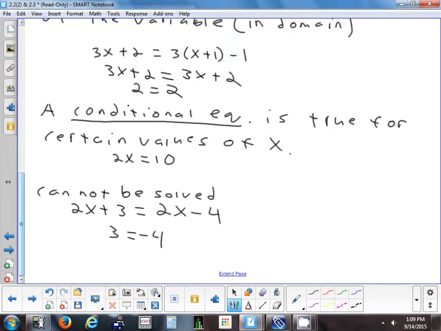Right? So there's 3 types of equations: identities, conditional equations, and ones that can't be solved. For this one, you could call it a contradiction. It's something that can't be solved. I mean, it is false, but I don't think they'd call it a false equation. Probably a contradiction is the closest thing I can think of.